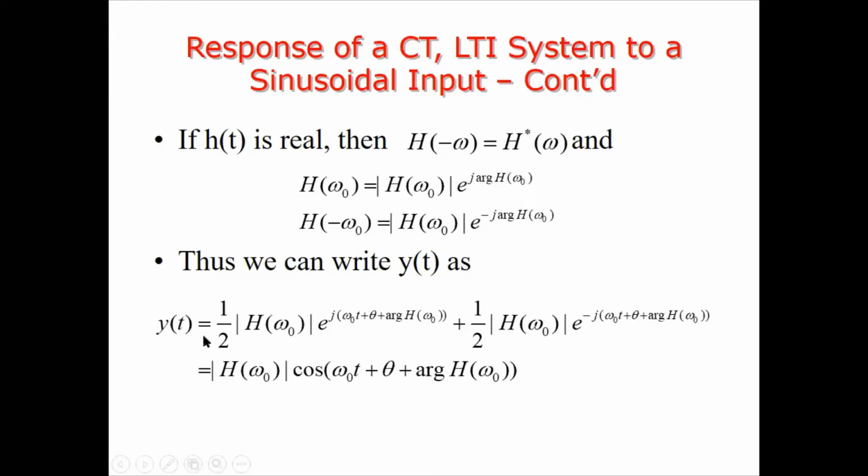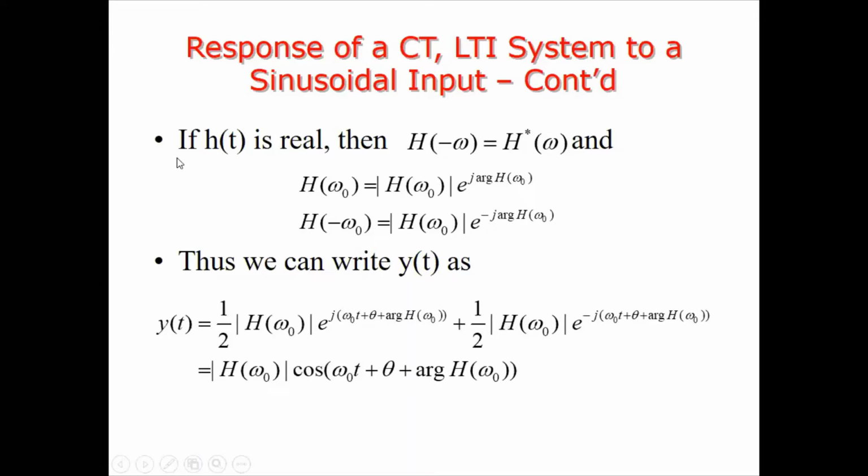So finally, what we can conclude is the output is given by the magnitude of H of omega naught and the phase angle contributed by H of omega naught, plus the magnitude of H of omega naught and the phase angle contributed by H of omega naught. Okay, so something catchy here.